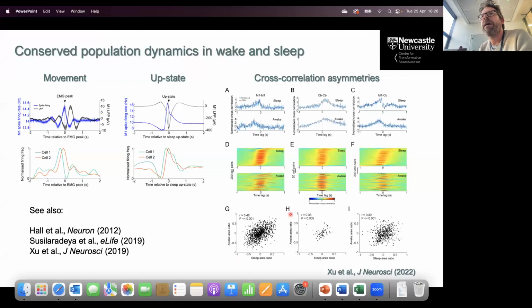So if a cell tends to fire earlier during a movement relative to a second cell, it also tends to fire earlier during an upstate transition relative to the second cell. And that's true whether we take pairs of neurons in motor cortex, pairs of neurons in the cerebellum, or pairs of neurons between motor cortex and cerebellum.